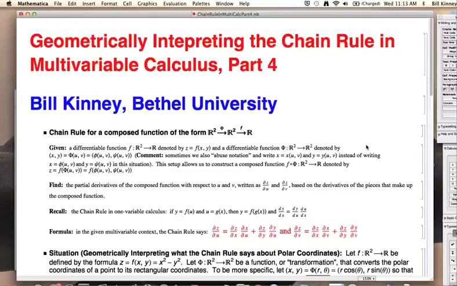This is part 4 of a series on geometrically interpreting the chain rule in multivariable calculus. My name is Bill Kinney.